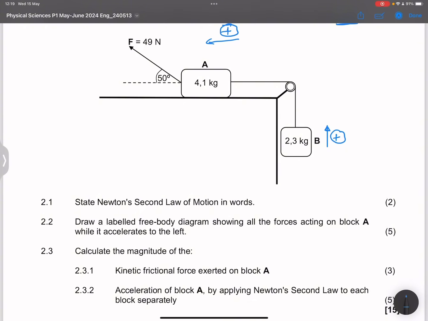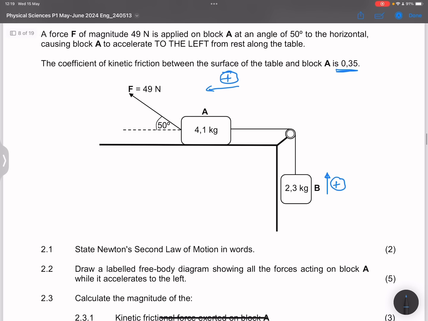If a resultant force acts on a body, the body will accelerate in the direction of the resultant force, and that acceleration is directly proportional to the force and inversely proportional to the mass of the object. Okay, right, so they say to us, draw a labeled free body diagram showing all forces acting on block A. Right, ladies and gents, I'm going to try and answer these questions as much as possible on here. But of course, if the need arises, we might actually just try to create some space elsewhere.